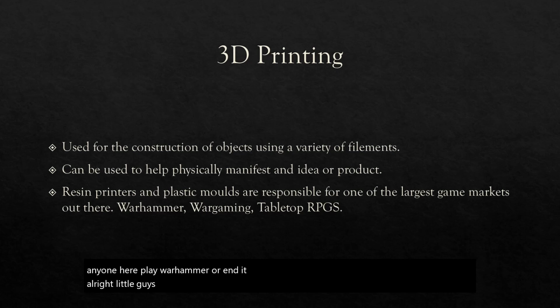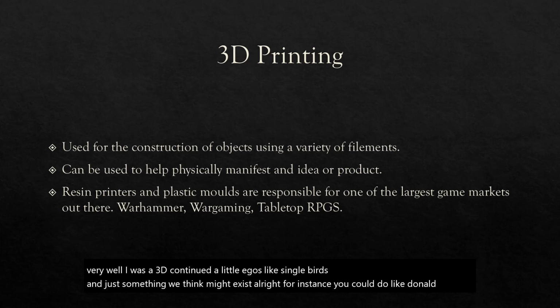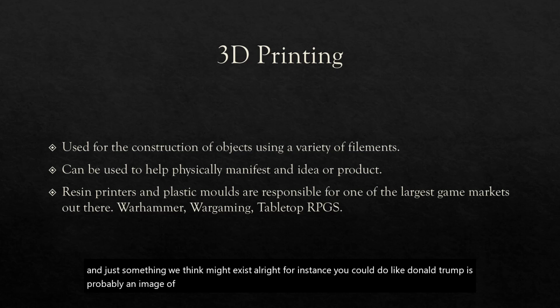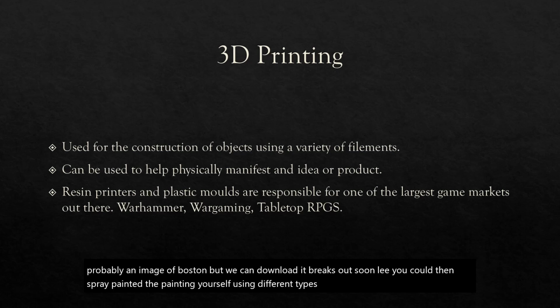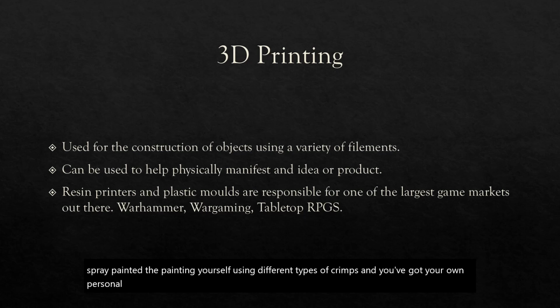Imagine selling over 1,000 of those. Suddenly, you're making a lot of money. All right? You can print all of these out at home as well. If anyone owns a 3D printer, you can literally go to something like Thingiverse and just type up something you think might exist. For instance, you could do Donald Trump's head. There's probably an image of a bust of it. You can download it and print it out. Suddenly, you could then spray paint it. You could paint it yourself using different types of acrylics, and you've got your own personal bust. That may not have cost a lot of money to print out.